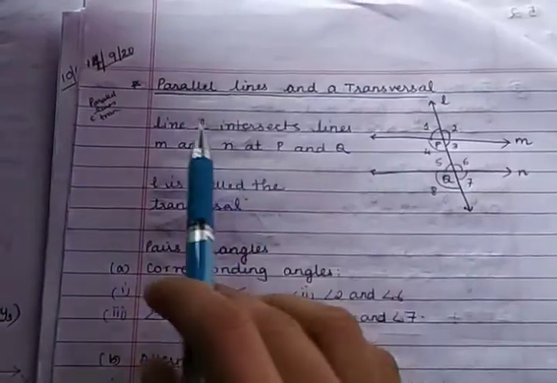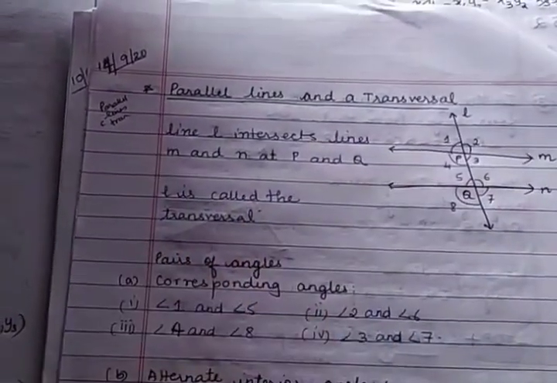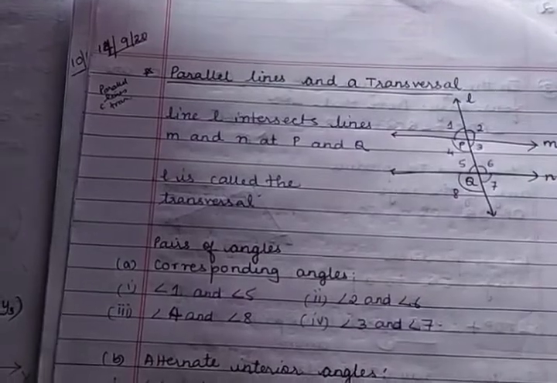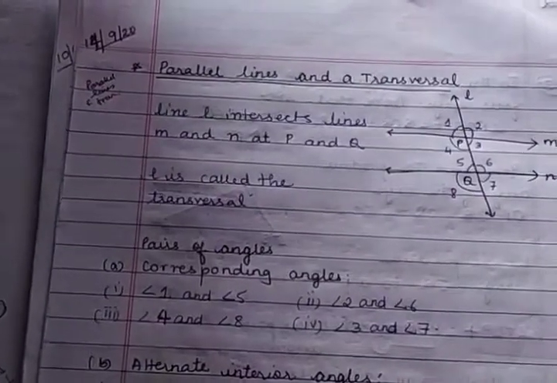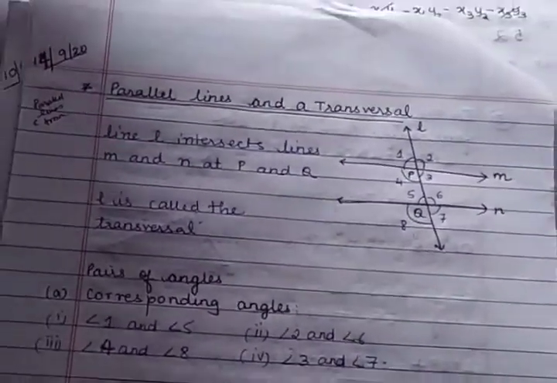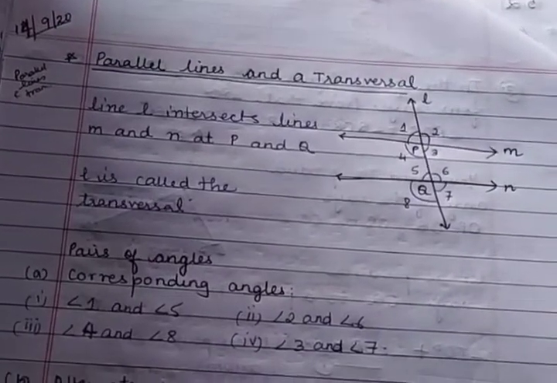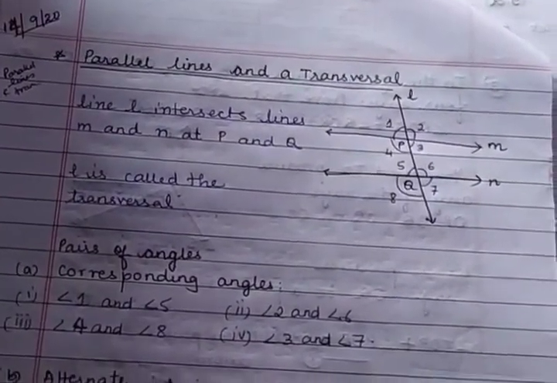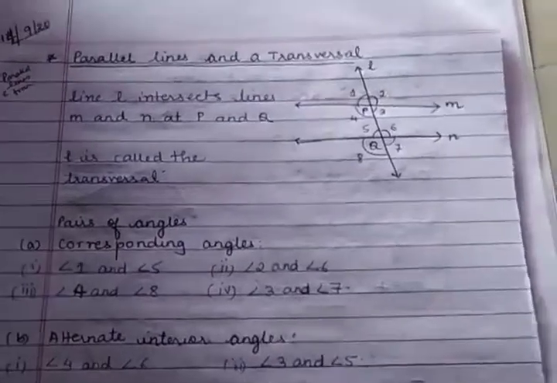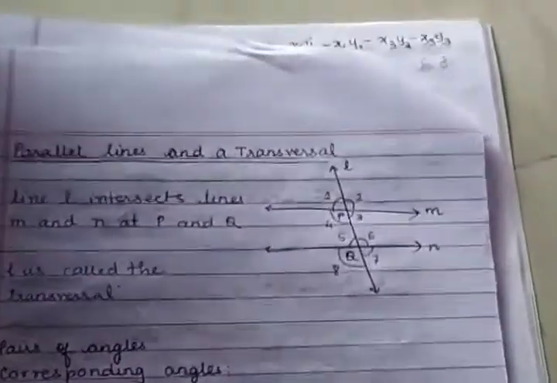In this video, let us see the next subtopic, which is parallel lines and a transversal. Before we go to parallel lines and transversal, first let us see what a transversal is and what the different types of angles made by the transversal are.